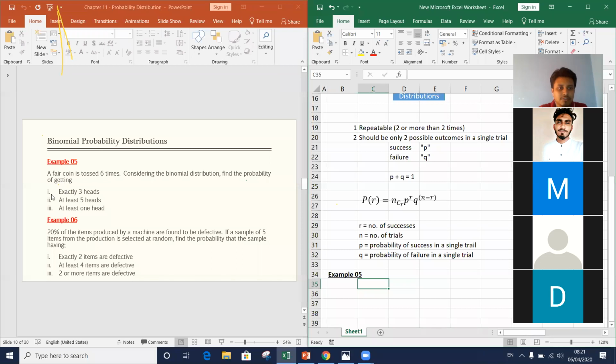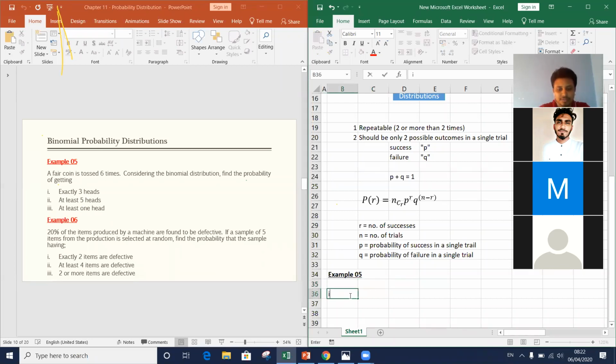Okay. So considering this binomial probability distribution, what we need to do is find the probability of getting, part 1, exactly 3 heads. Right? කාසියක් 6 වතාවක් උඩ දානවා. එහෙම 6 වතාවක් උඩ දැම්මොතින් හරියටම 3 වතාවකදී අපිට head එන්න තියෙන සම්භාවිතාවය කීයද? Right? That is what we have asked for. Getting exactly 3 heads. Part 1.